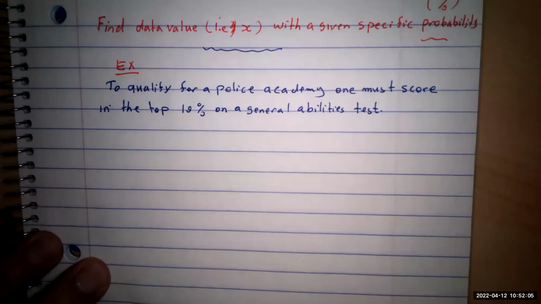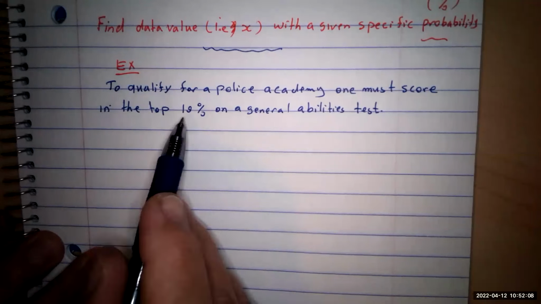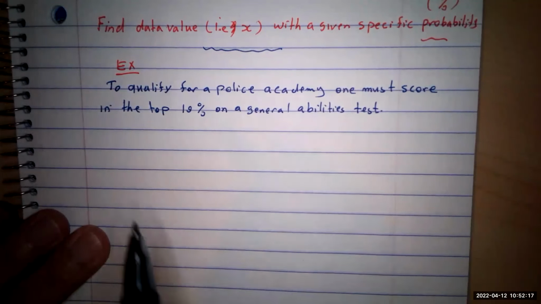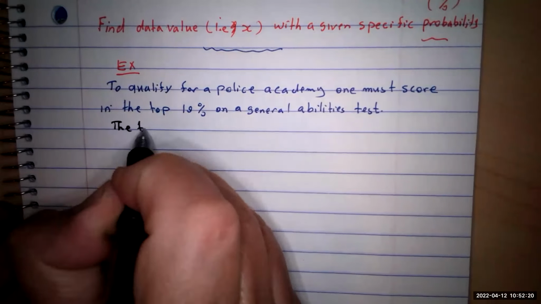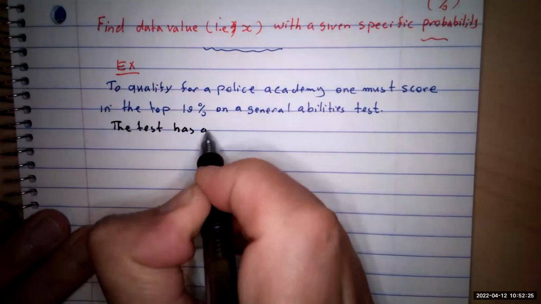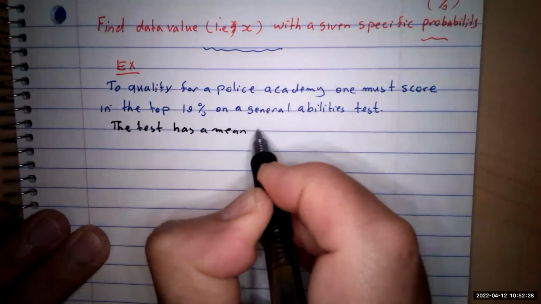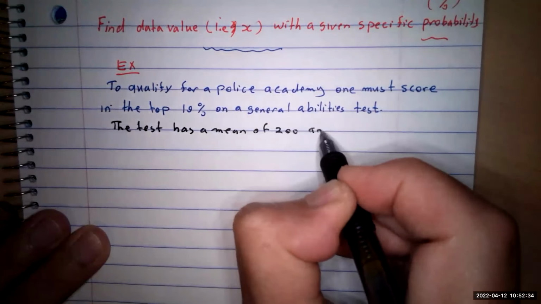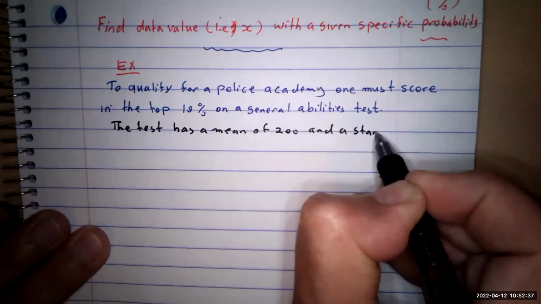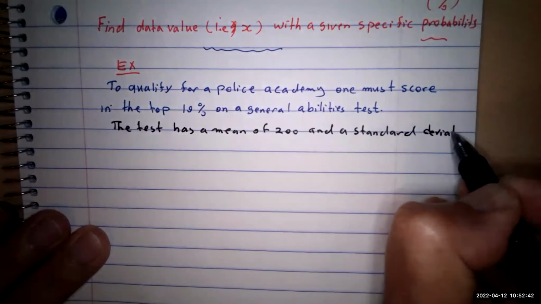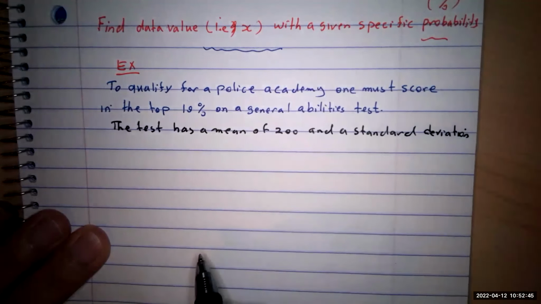So we want to know what's the minimum score that you have to get to be in the top 10%. The thing that we know is that if X is going to be the scores, these scores are normally distributed. Of course, the test has a mean of 200, and a standard deviation of 20.